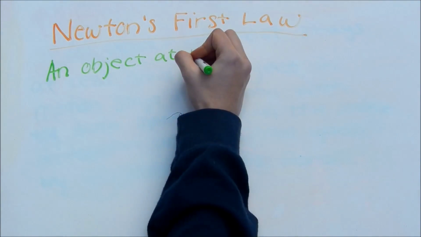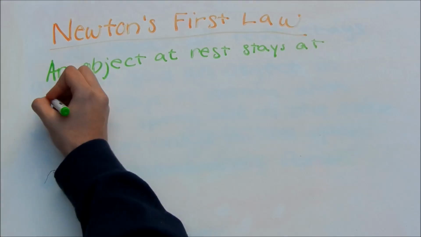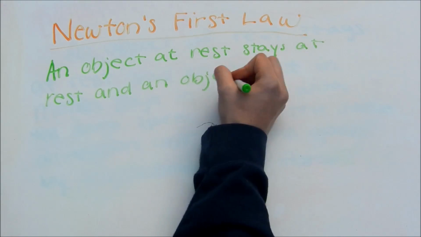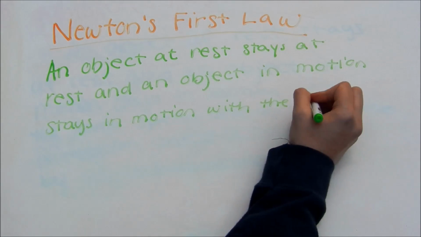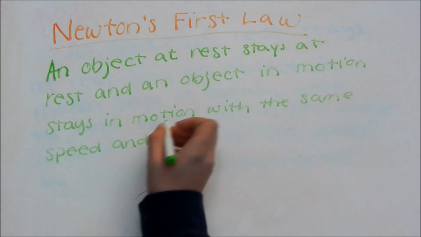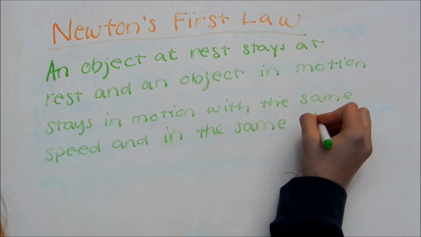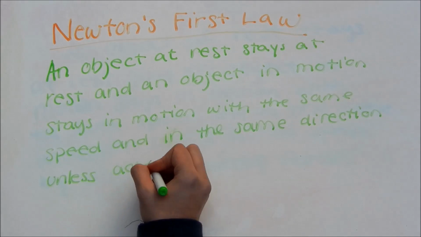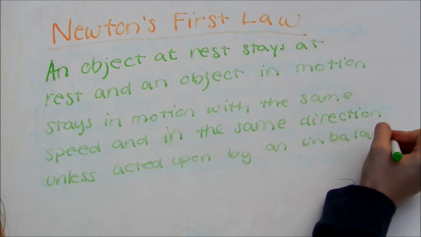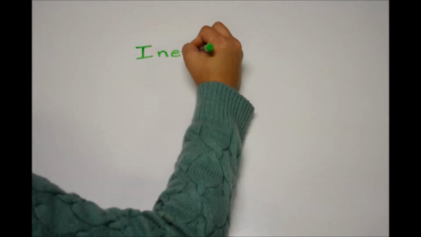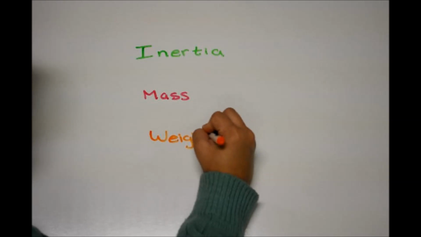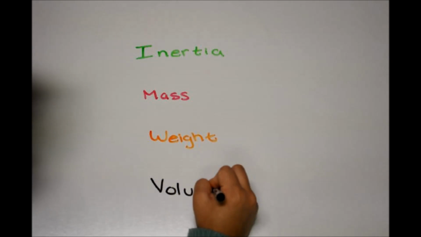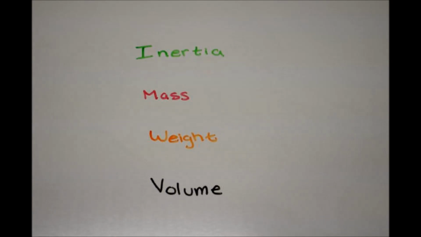Newton's first law states, an object at rest stays at rest, and an object in motion stays in motion with the same speed and the same direction unless acted upon by an unbalanced force. Before getting into the demonstrations of Newton's first law, one must understand four simple definitions: inertia, mass, weight, and volume.